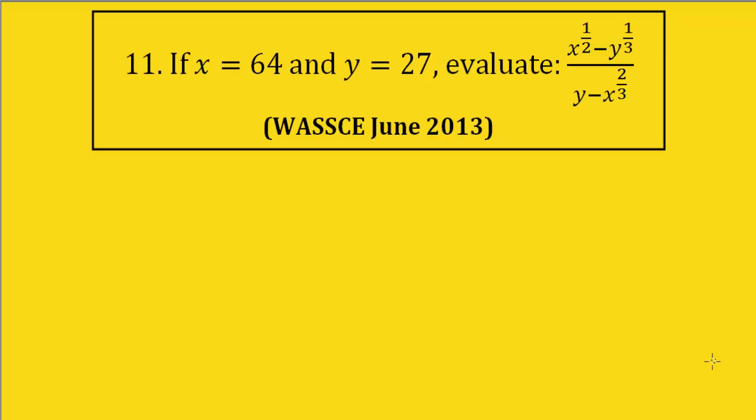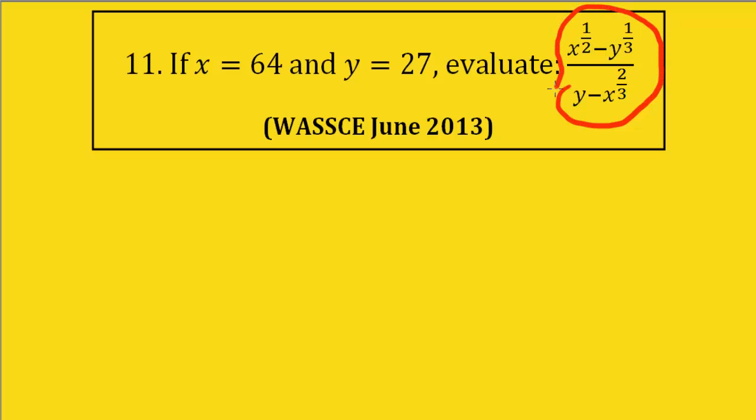Here I have question 11 of the June 2013 WAEC exam, and here it goes. It says, if x is equal to 64 and y is equal to 27, evaluate the expression given. So this is the expression here. We need to evaluate this expression.